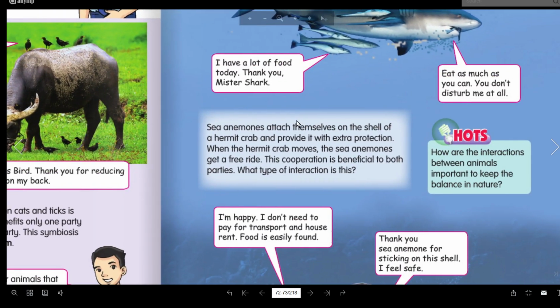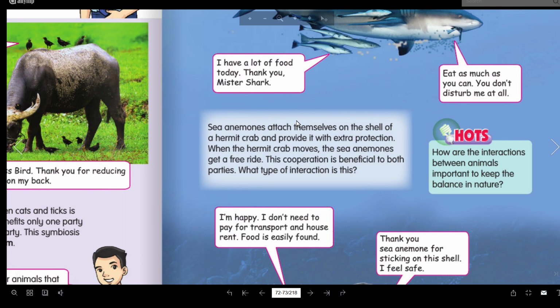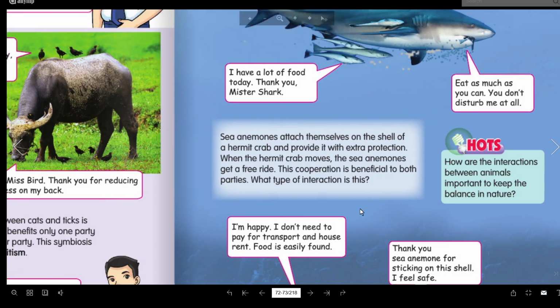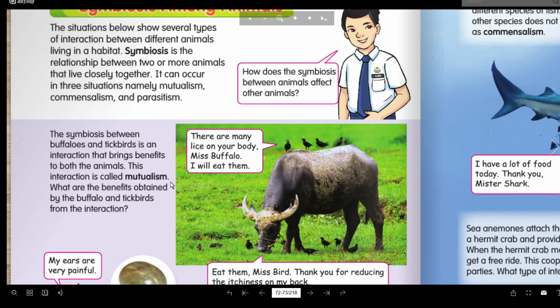The same thing happens with sea anemones which attach themselves on the shell of a hermit crab and provide it with extra protection. When the hermit crab moves, sea anemones get a free ride. So this is beneficial to both parties. So what type of interaction is this? When both parties get benefit, this is called mutualism. Clear?